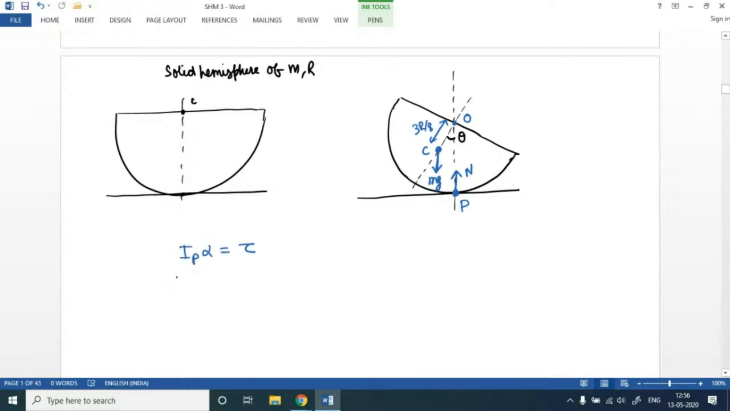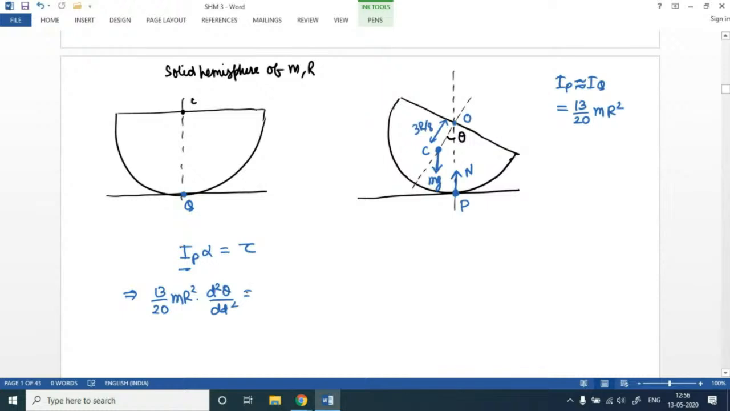Let's say this point is Q. I_P will be approximately equal to I_Q, and we have just calculated in the previous question that it is equal to 13 by 20 m r square. So this term we know. Let's write it: 13 by 20 m r square into alpha, which is nothing but d2 theta upon dt square.